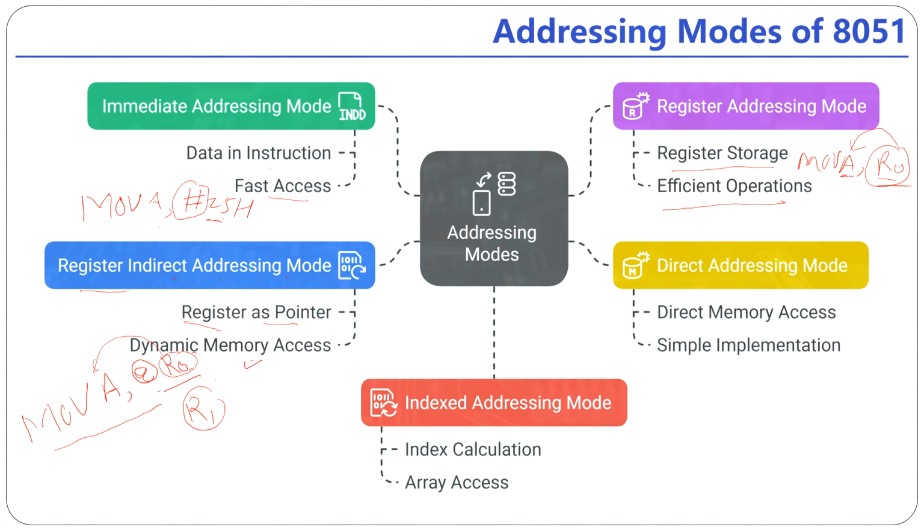Next thing, we come here, direct addressing mode. So we can take an example here: MOV A, 30H.